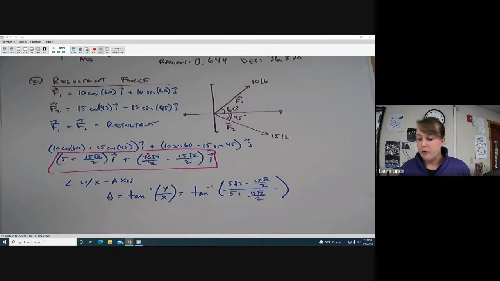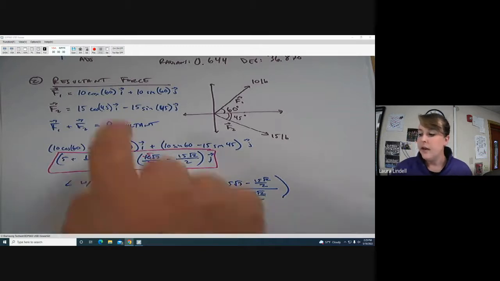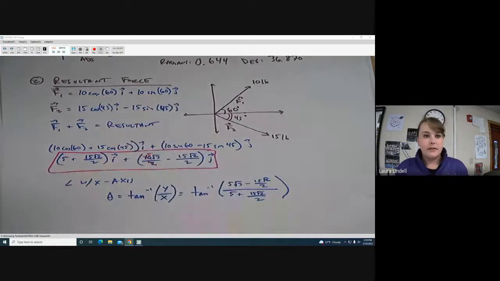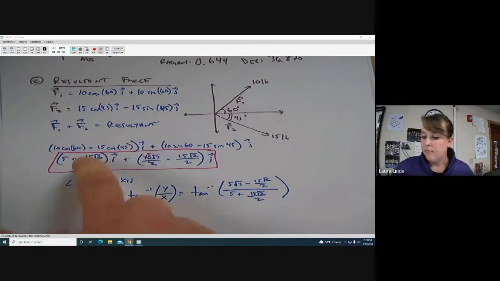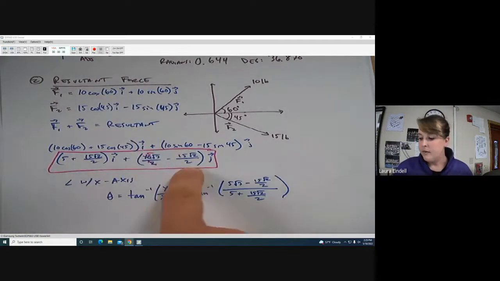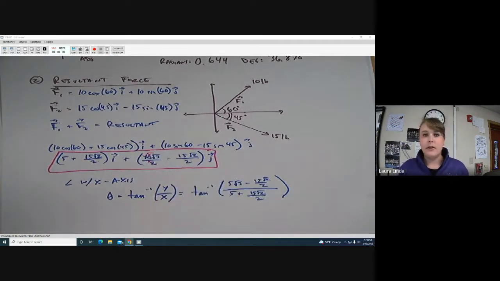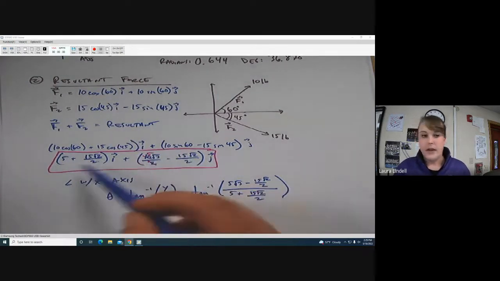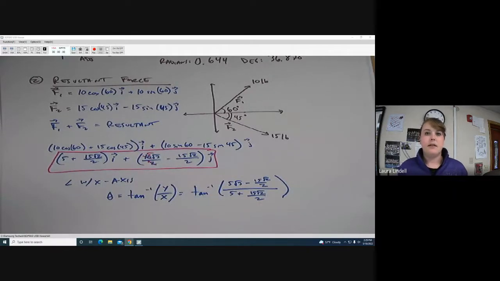So just to kind of go back through it real quick, express your vectors in terms of I and J, combine your vectors to get the resultant force. So add your I components and your J components. And then if you need to, you can also figure out the angle that it makes with the x-axis by taking tangent inverse of the J component over the I component. Okay, so that's one kind of resultant force problem that you're going to see.